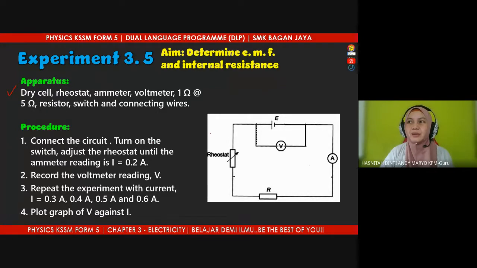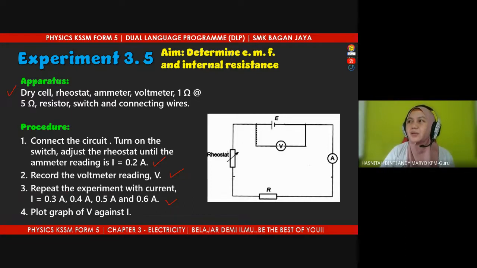We connect the circuit, turn on the switch, and adjust the rheostat until the ammeter reads 0.2 ampere. Then we record the voltmeter reading. Repeat this experiment with different values of current, and then we plot a graph of voltage against current.